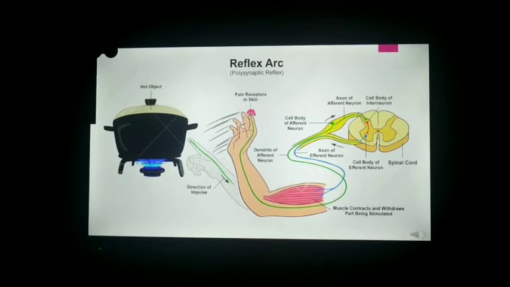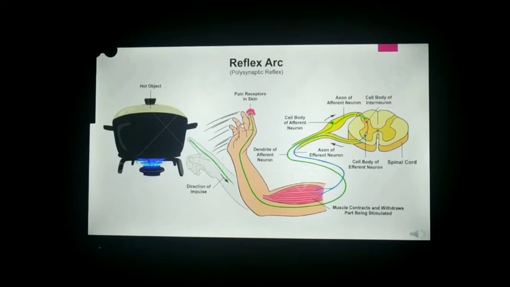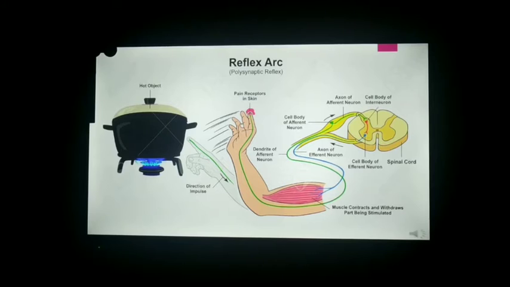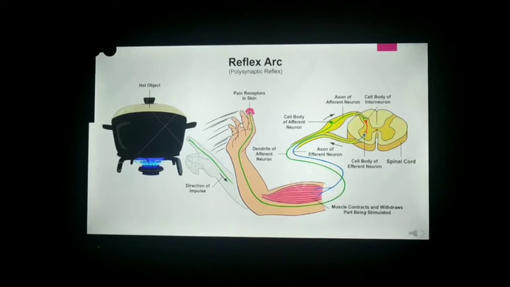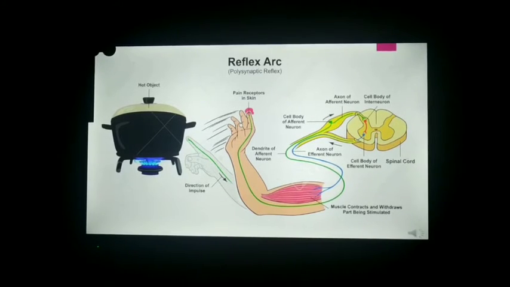The image is showing the reflex arc, how the reflex activity actually works. When you touch a hot object incidentally, your hand is pulled back immediately. What is this? It is nothing but the reflex action. It is a totally involuntary action. It is not under your voluntary control.